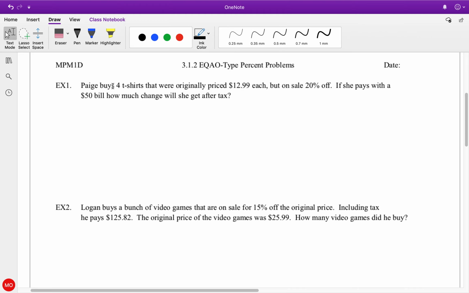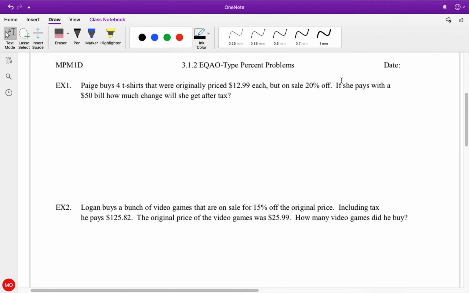So first question says, Paige buys 4 T-shirts that were originally this price, but on sale for 20% off. If she pays with $50, how much change will she get? Okay. So first thing, let's work with this information first. 20% off. Okay. So if we remember how to do that, it's 20% off.